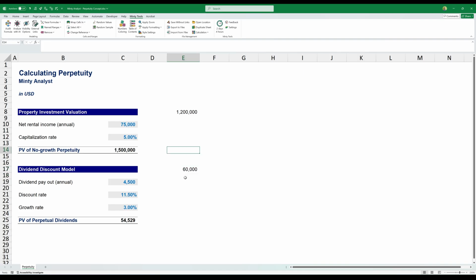And that's how the concept of perpetuity works in financial modeling. And those are just two simple examples on how you can apply that in a real-life scenario.